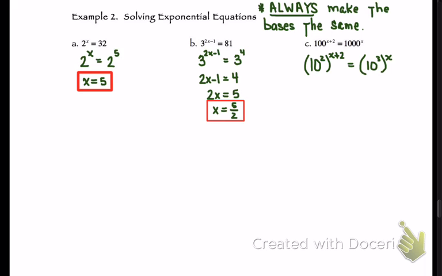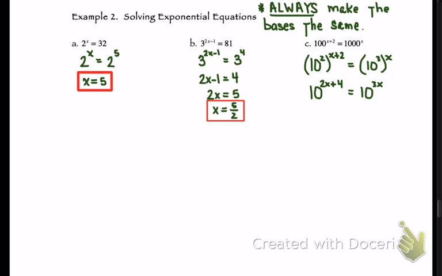So notice what I did. I rewrote 100 as 10 squared. I left the exponent alone, didn't touch it yet. I rewrote 1,000 as 10 cubed, didn't touch the exponent yet. Think about my rules of exponents. I know when I have exponents right next to each other, I keep the base and multiply my exponents, so let's clean that up a little bit.